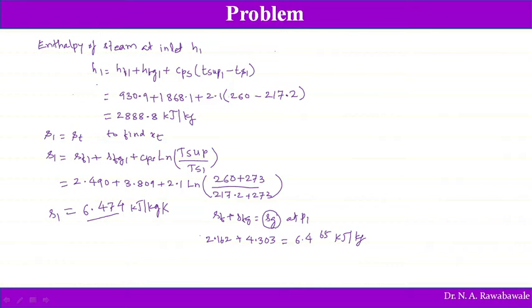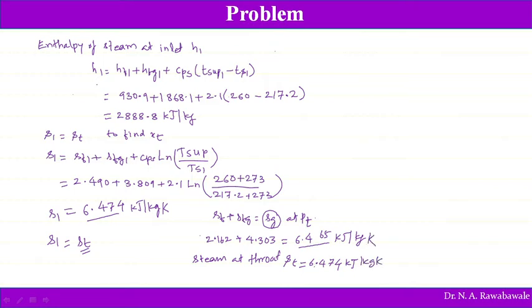Now, actual entropy of dry saturated steam at pressure PT is 6.465, and entropy at point 1 is 6.47. So entropy of dry saturated steam is less than the entropy of steam at point 1. That means steam at throat has entropy ST equal to 6.474, because we say that entropy at point 1 is equal to entropy at throat, 6.474 kilojoules per kg Kelvin.